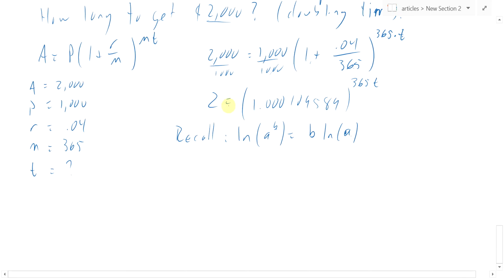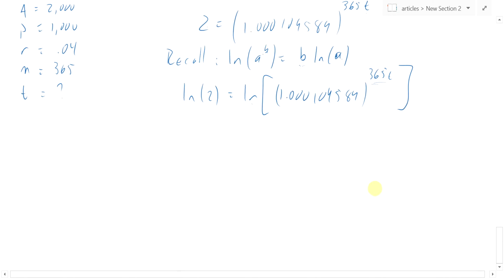So this is an equation. If you're going to take a logarithm of one side to get this power out, you've got to take the logarithm of both sides. So we take the logarithm of both sides. Natural logarithm of 2 is natural logarithm of 1.000109589 raised to the 365t. So all this is inside of the logarithm. And now since I can use this log rule, this power can come out front as a coefficient. So natural logarithm of 2 is 365 times t times the natural logarithm of 1.000109589.